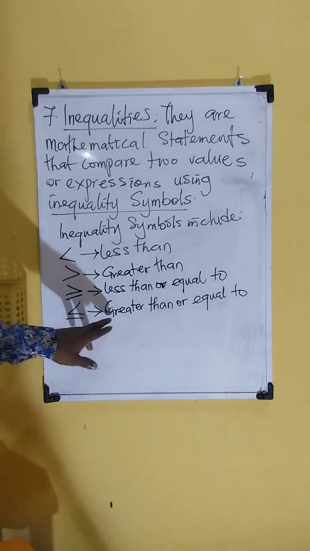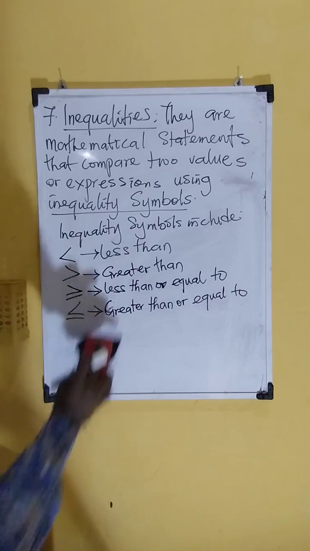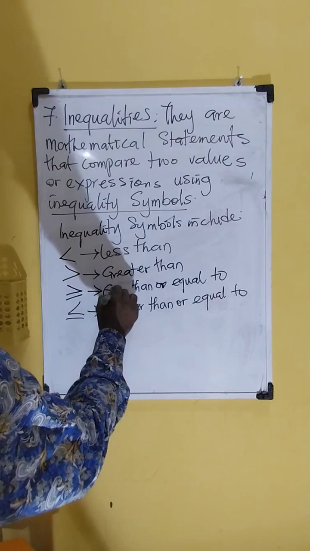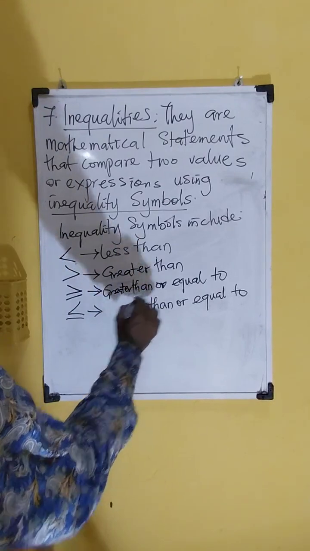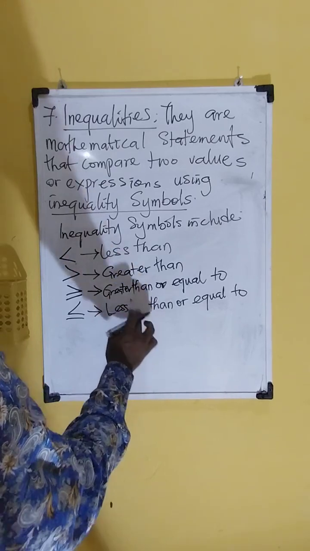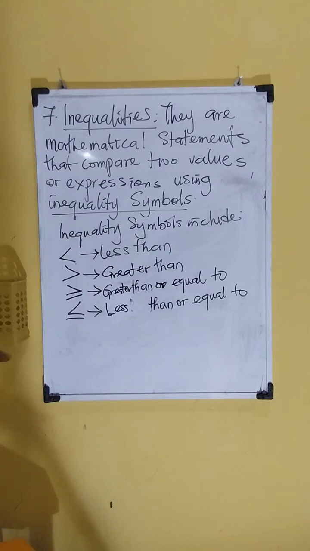Then the other one here is, sorry, I think I missed it. This is greater than or equal to. This is less than or equal to. So take note of those symbols firstly, and that is going to help you understand where we are going. These are the inequality symbols that are available.